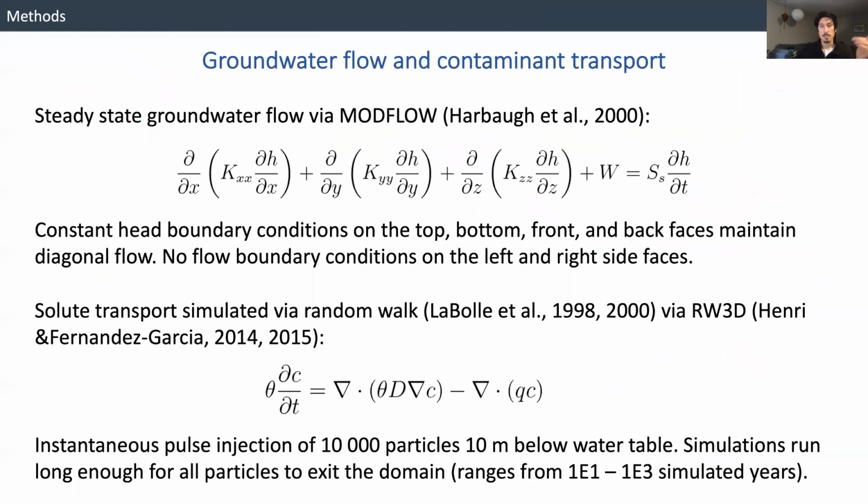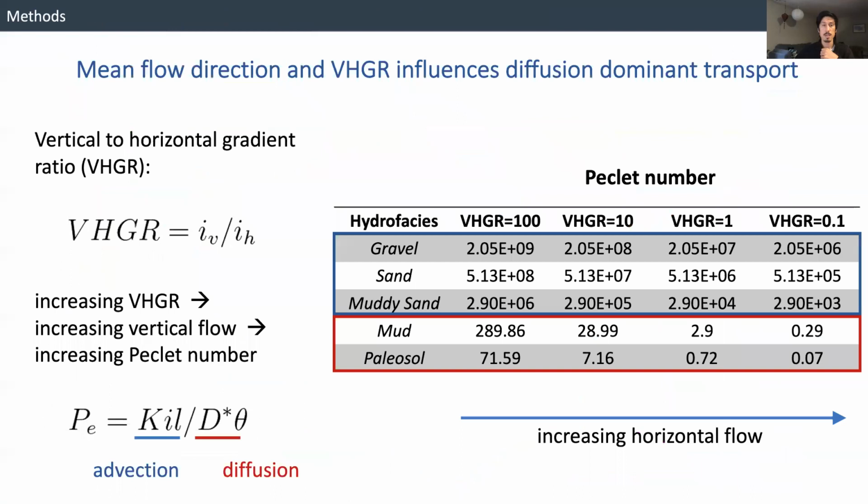Here are our methods. We solve the 3D steady state groundwater flow equation in MODFLOW with constant head boundary conditions on the top, bottom, down gradient, and up gradient faces to maintain uniform diagonal flow, and no flow boundary conditions on the sides. And we solve particle transport via the random walk method with the code RW3D. And we change the mean flow direction by increasing the VHGR, which is the ratio of vertical to horizontal gradients. And so higher VHGR means more vertical flow.